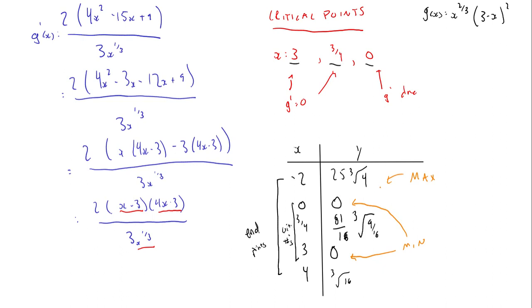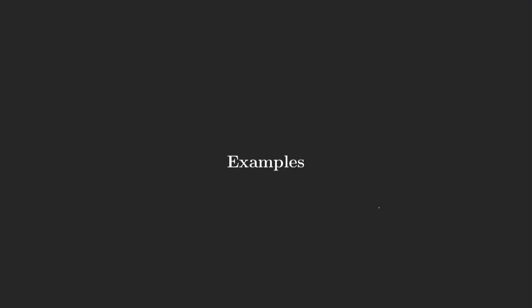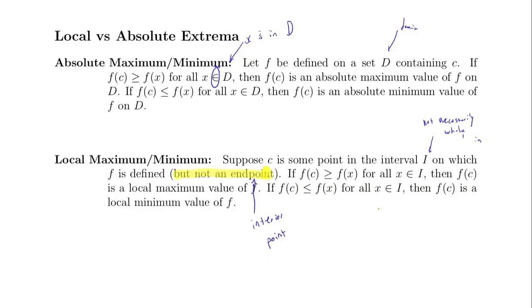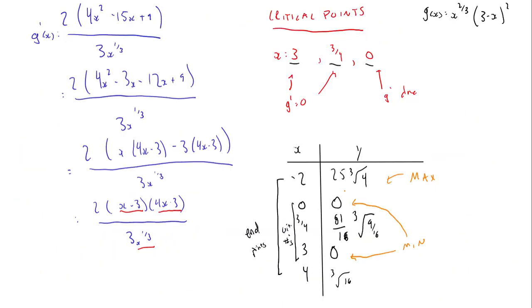So our absolute maximum, we'd say, is 25 times the cube root of 4, and our absolute minimum, we'd say, is 0. Remember, I'm going to go all the way back to our definition here. When we're talking about our definition, we were looking at just the y value. We said our y value is the absolute maximum or the absolute minimum. So we really don't care a lot about the x value. That's why when I'm talking about these, I'm referring to specifically these numbers.